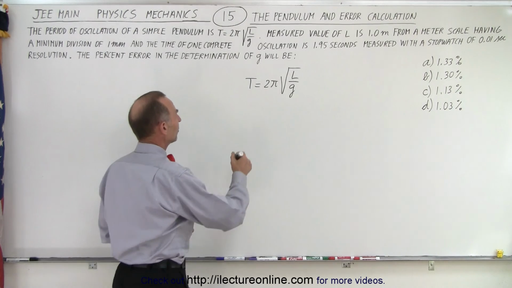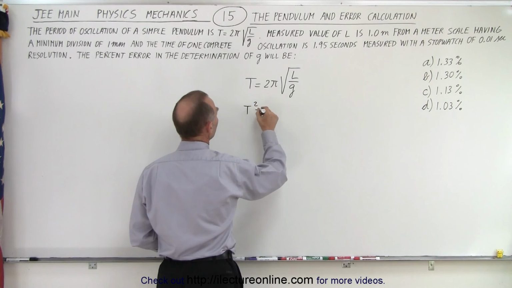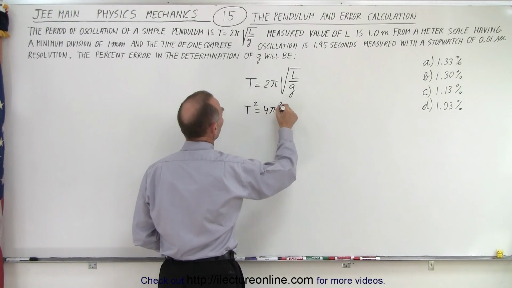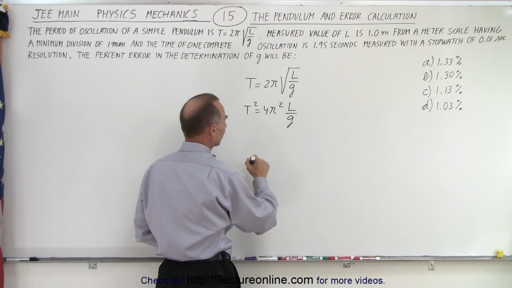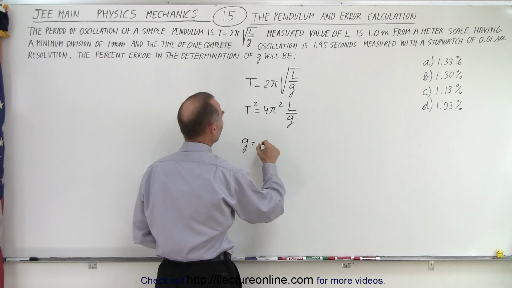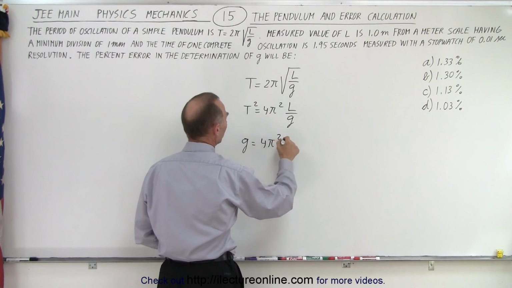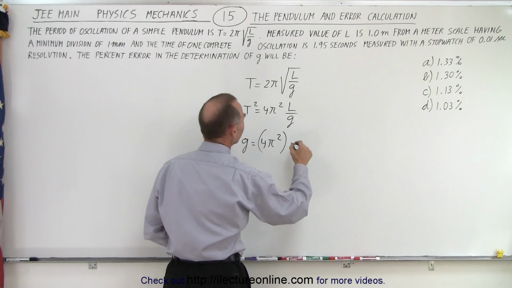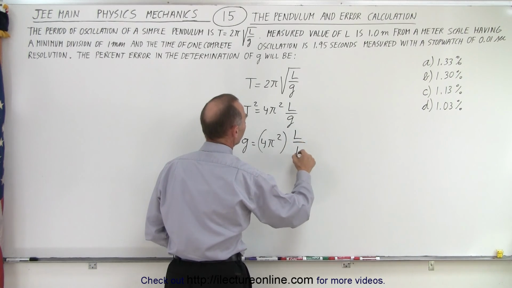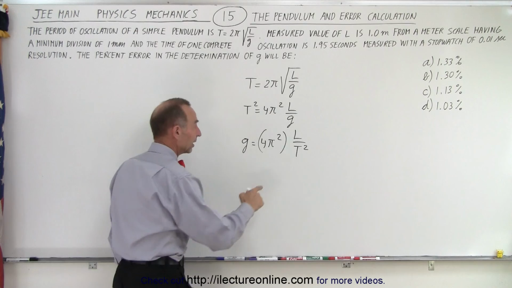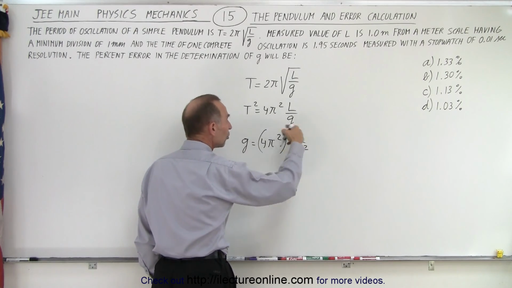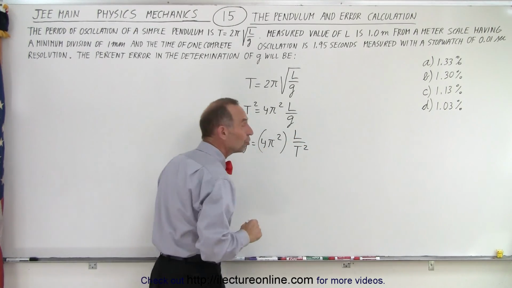Let's square both sides. That tells us that T squared is equal to 4 pi squared times L over G. And now solving that equation for G, we have G is equal to 4 pi squared, I'll put that in parentheses, times L over the period squared. Now, if there's an error in L and in T, we should be able to calculate the error in G.